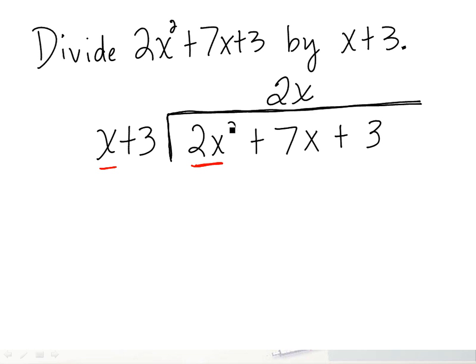Now normally, and you may not see this everywhere, I normally put the term that I put up here right above the similar term. So for example, I ended up with x to the first power. I normally put it above the term with x to the first power, for example. But that's just a personal preference. I see a lot of instructors place it over the first term here, but it really doesn't matter.